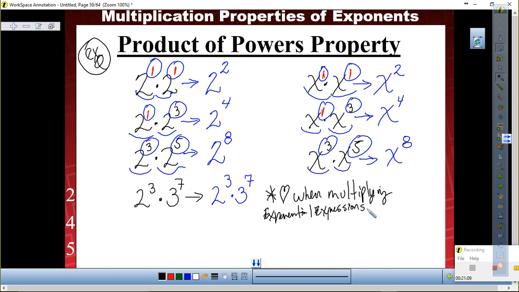When multiplying exponential expressions, we what? If the base is the same, we keep the base and add the exponents.